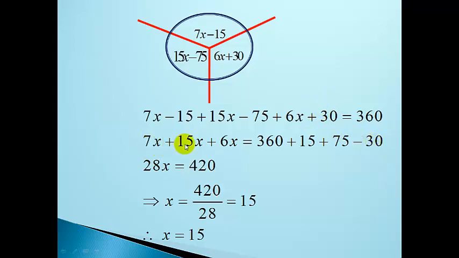Now 7x plus 15x equals 22x. And 22x plus 6x equals 28x. This is equal to 360 plus 15 plus 75 minus 30, which is equal to 420. Now because we are solving for x, we divide the left hand side by 28. And when we divide the left hand side by 28, we are left with x. This is equal to 420 divided by 28, and the answer is 15. Therefore x is equal to 15. That is the value of x is equal to 15.